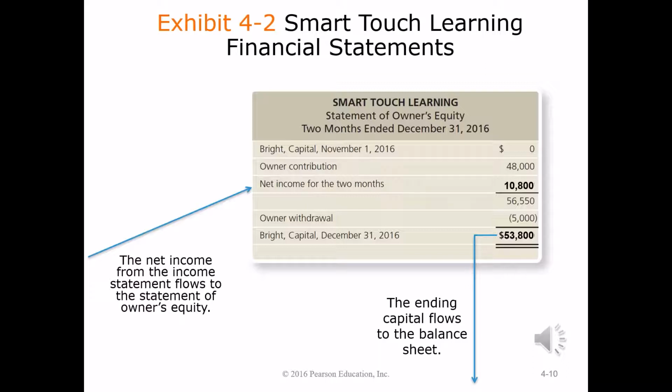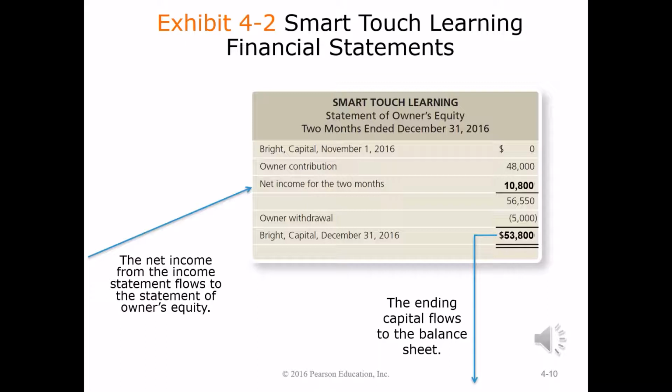The purpose of the Statement of Owner's Equity is to uncover the total equity number that will be the capital account that shows on the balance sheet. To determine that number, we're going to take the original capital amount, which, since we have a startup company, was 0. We're going to add in any owner contribution, and Bright put in $48,000 to start this company. We're also going to add in the net income for these 2 months covered in the Statement of Owner's Equity. That came from our income statement, and that is an addition to capital that increases our equity account. So we're adding that in.